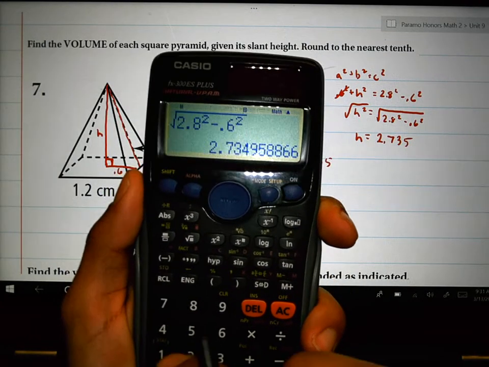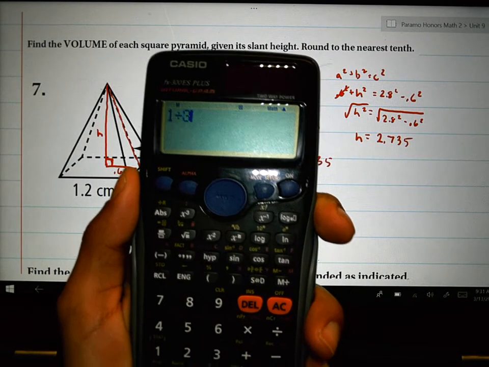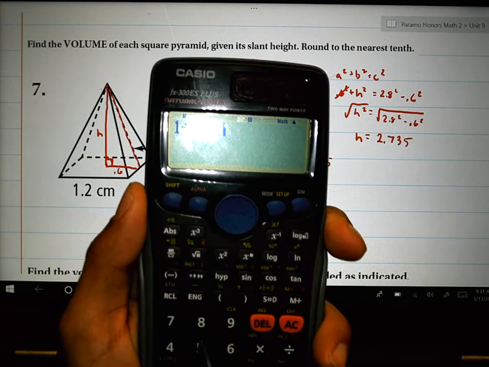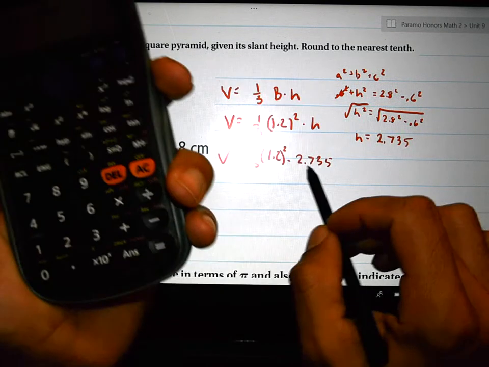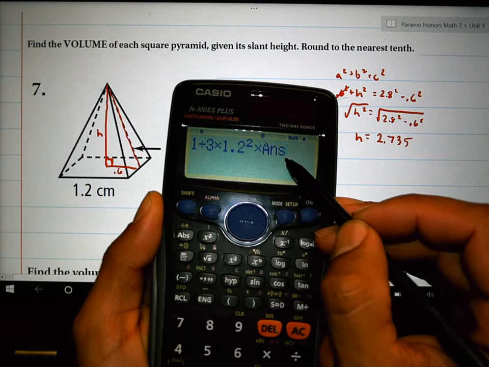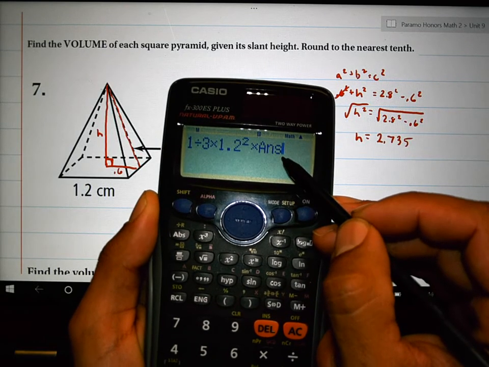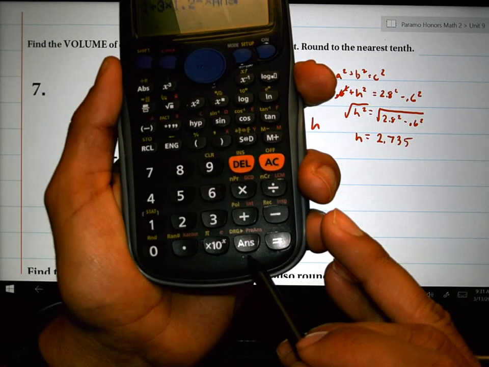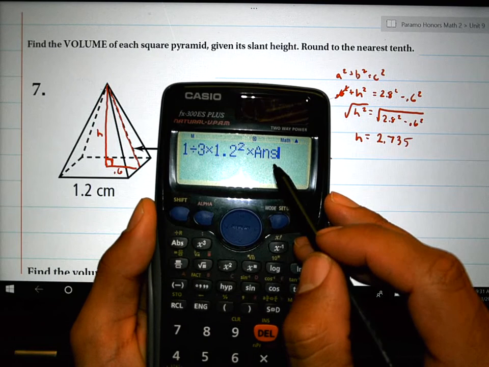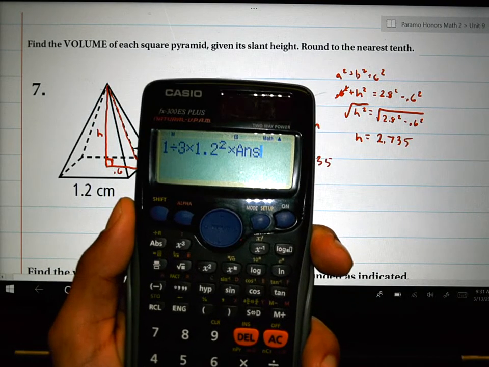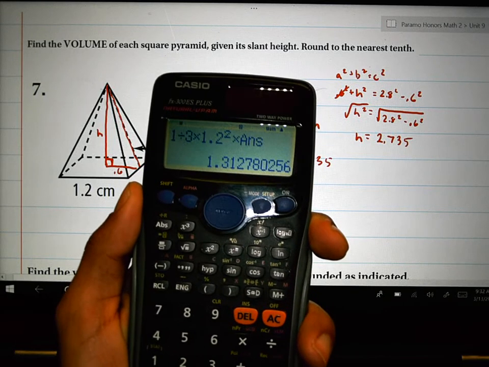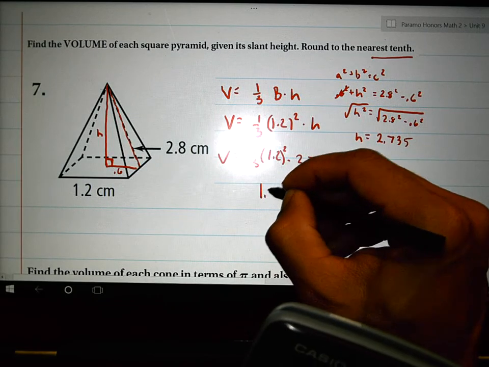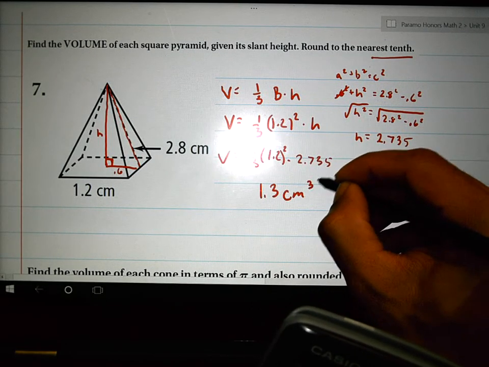On my calculator I can do 1/3. You can use the fraction button, or 1 divided by 3 is the same thing. Times 1.2 squared times that decimal. But guess what? I already have it in my calculator, so I use the answer button. It saves me from typing that in again. It's a shortcut. Save you time. That's why they give you an answer button right there, because it will save you time from having to retype it in. Plus, it keeps those 9 decimal places, which will make our answer more accurate. The volume to the nearest tenth place is about 1.3 centimeters cubed.